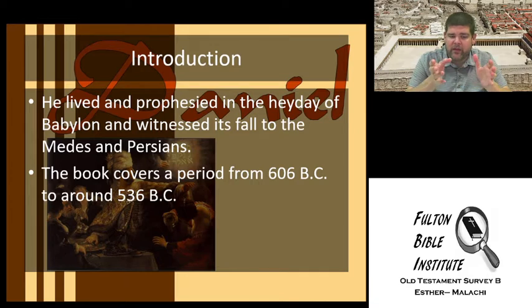And so when we look at this book, we see this book covers a period of about 606 BC to around 536 BC. Again, 536 is an approximate date. We're not exactly sure when Daniel died or how long he lived, but based on what we do know and what we do have, we can see some things about that. And so this is what we're looking at as we study the book of Daniel and what it teaches us.